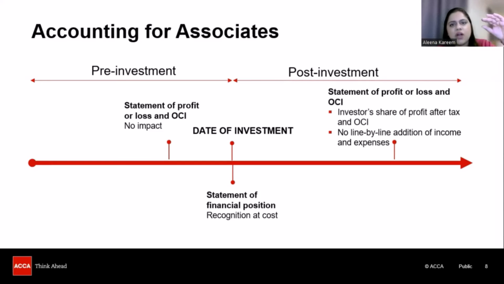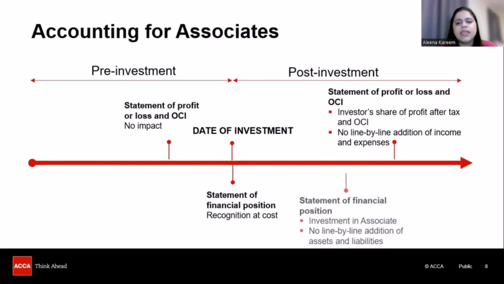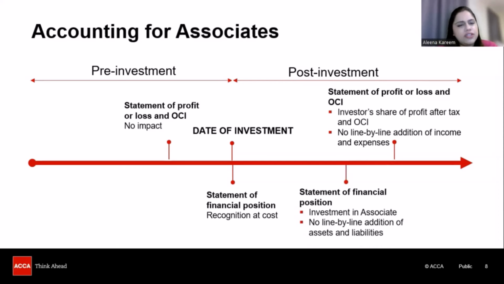So it's literally like a one-line entry in which we identify the parent company's share in the associate company's profit. We take that out and put it in the group financial statements. We'll see the detail of this shortly. In the statement of financial position, using the equity method of accounting, we have a line in non-current assets called investment in associate. In that, all the working related to the investment in the associate is shown as one final figure. There is no line-by-line addition of assets and liabilities because there is no control existing over here.